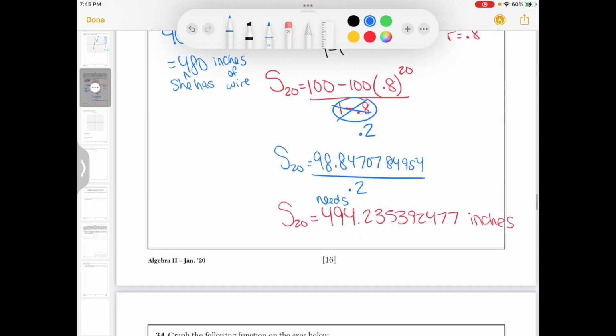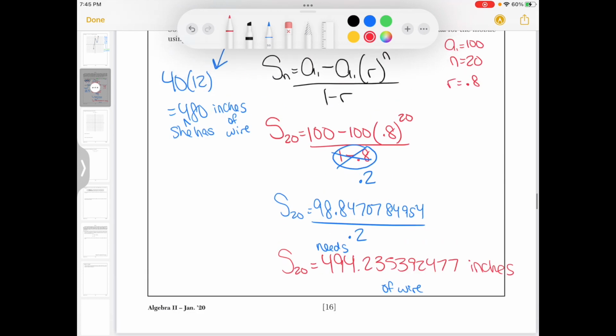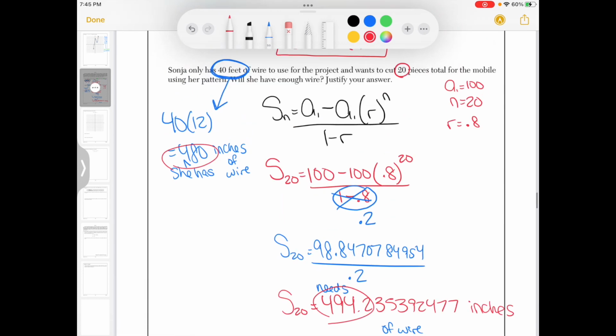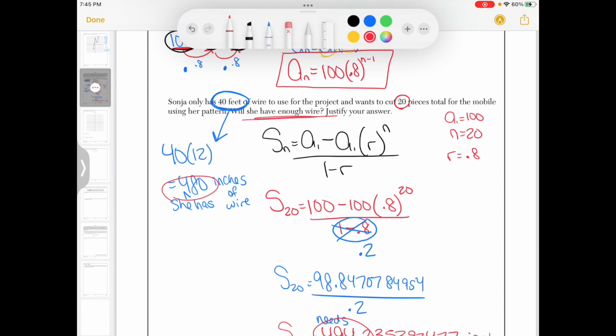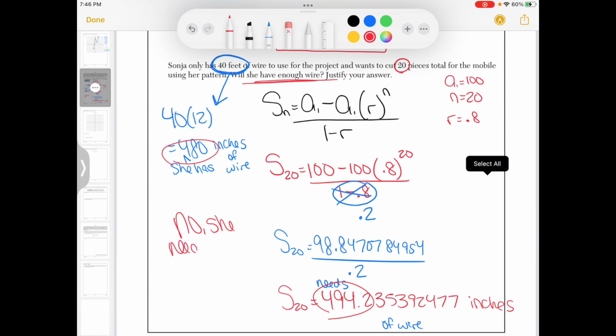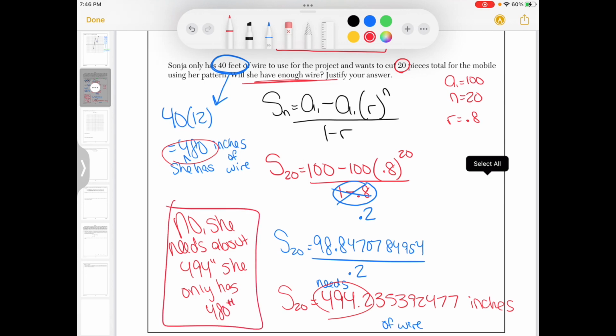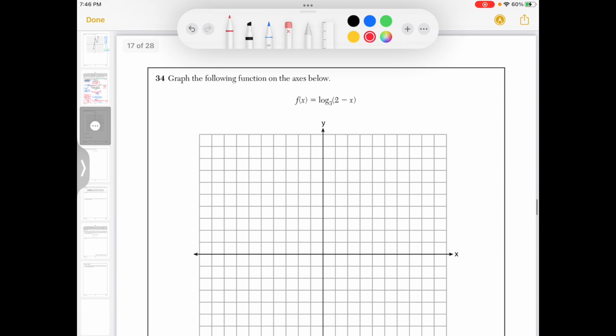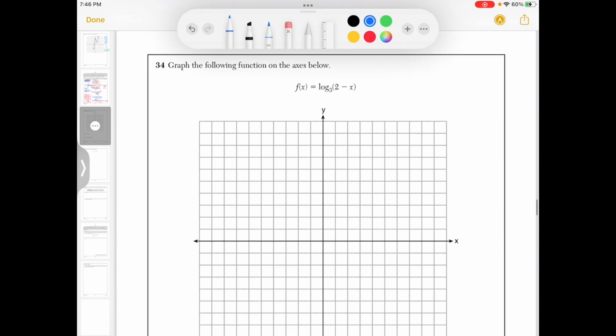She needs 494 inches of wire. So then think about it. If she has 480 and she needs 494, does she have enough? No. She needs about 494 inches. She only has 480 inches. Boom. Perfect. Next.